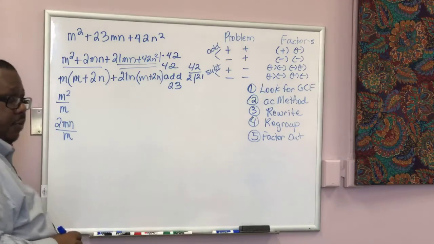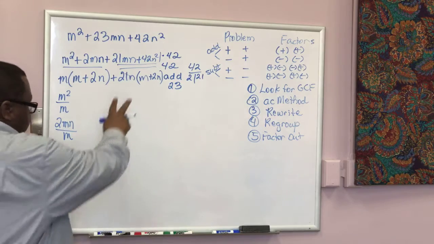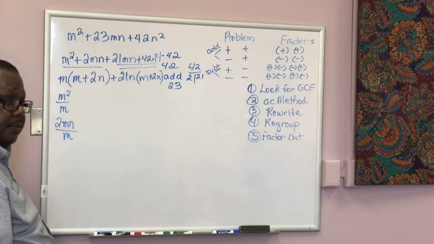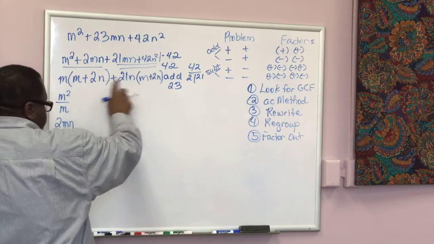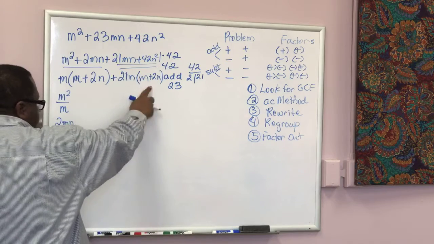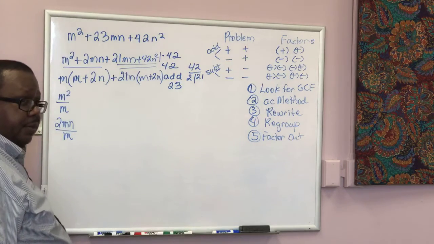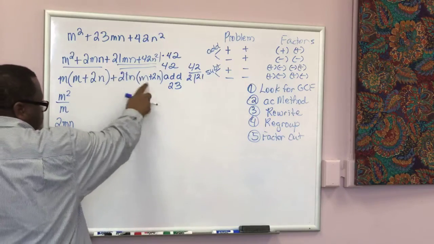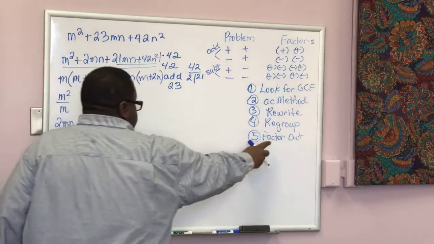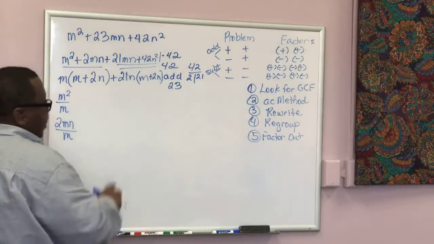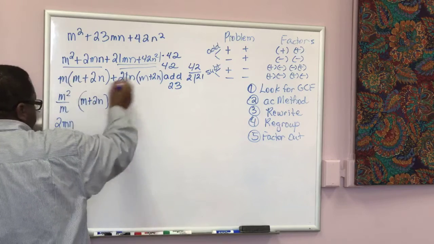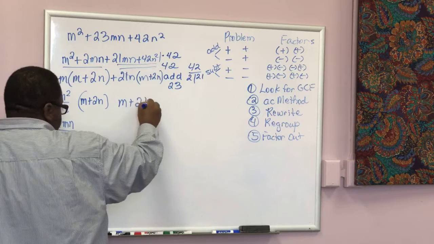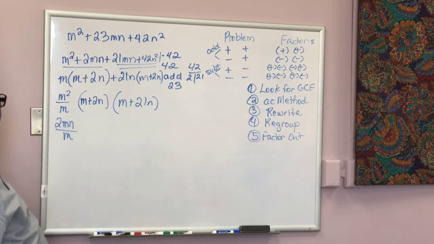Y'all see that? Once you take out that common factor, you divide to go with the side of your parentheses. Okay? If you do everything right, these are supposed to be the same. If these are not the same, you gotta go back in your problem and see what you did wrong. Once they're the same, you go to your last step, which is to factor out the common factor. So if these two are the same, you bring that down first. Then what's left over is the other part of your answer. So the answer is m plus 2n times m plus 21n.